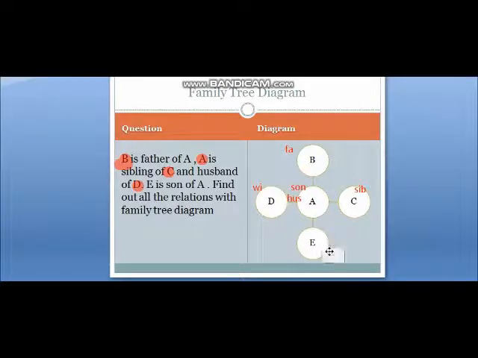तो A और E के बीच में क्या रिलेशन है? E is son. ओके. So A is your father. ओके.